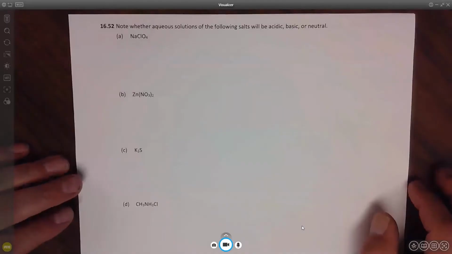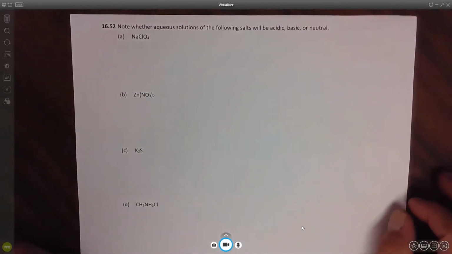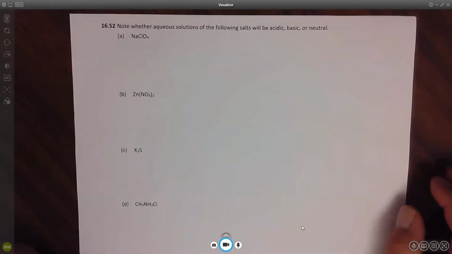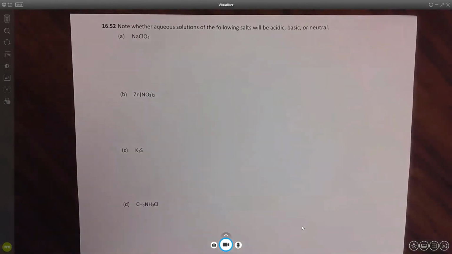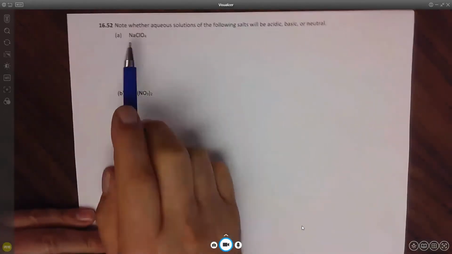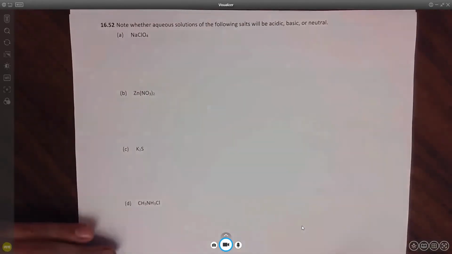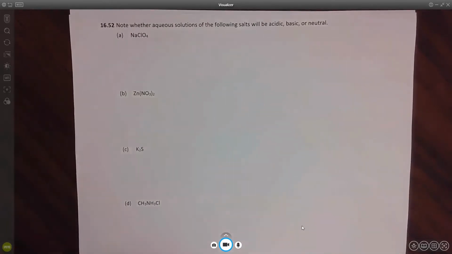Any questions? So I simply want you to tell me whether the salt solution is going to be acidic, basic, or neutral. So Taylor, is the sodium perchlorate solution going to be acidic, basic, or neutral? What would you predict it's going to be?